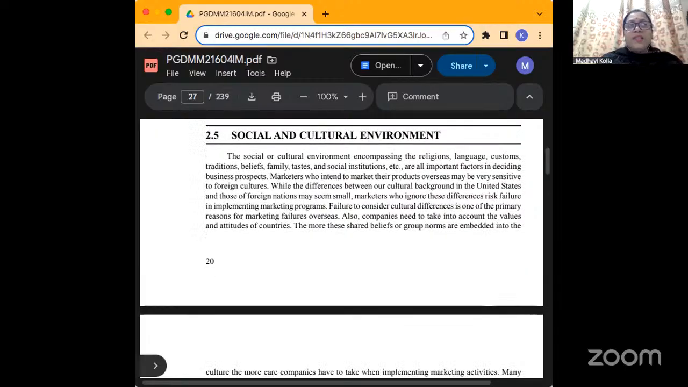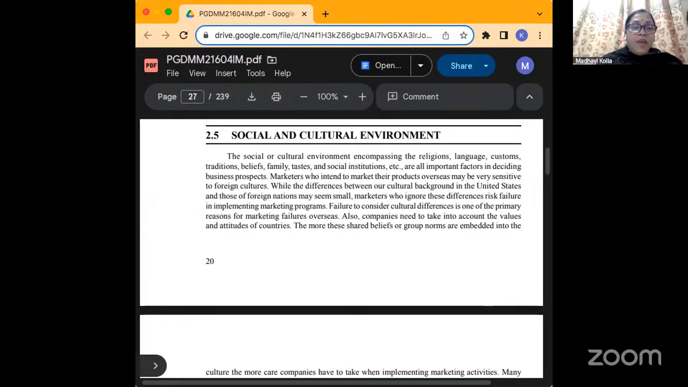So that means for a company to have the right kind of business prospects, they need to understand the social and cultural environment of the host country where they are trying to set up their business. The difference between the cultural background, say, in the United States and those of other nations like, say, Europe would be far different. So we cannot operate in the same way because the expectations are very, very different.